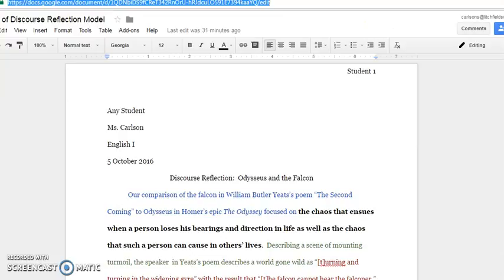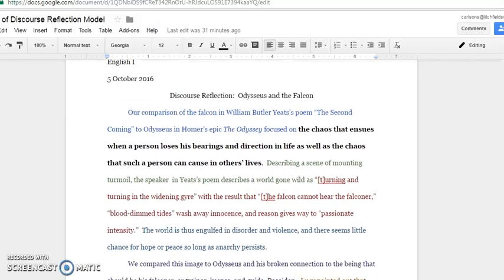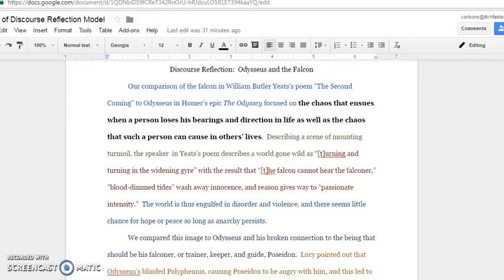Okay, I've used the MLA essay writing template to write this essay. You can see I have a title that speaks to the exact detail in the text that we're talking about. It's Odysseus and the Falcon. I've begun this discourse reflection by identifying the texts under consideration and their authors, followed by the claims in bold. And then I've created the context by including citations from the poem that help the reader understand what's happening in the poem without actually reading it.